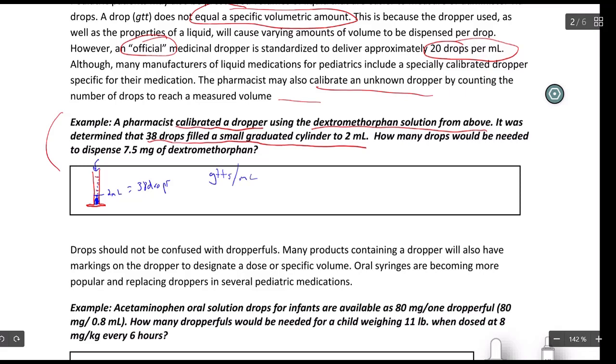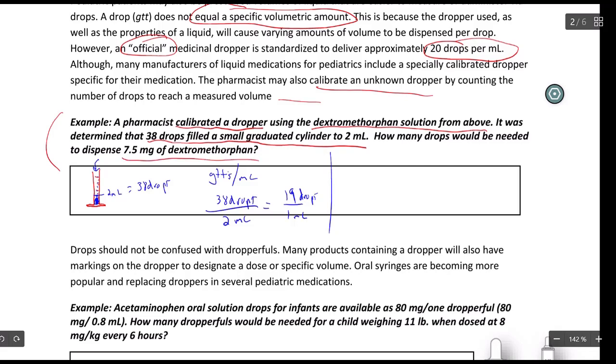Well, if 38 drops is 2 mLs, you know that for 1 ml, you're going to have half of that, and be left with 19 drops per 1 ml. Okay, but the question is asking us how many drops, so based on this dropper that we used, how many drops would be needed to dispense 7.5 milligrams of dextromethorphan?